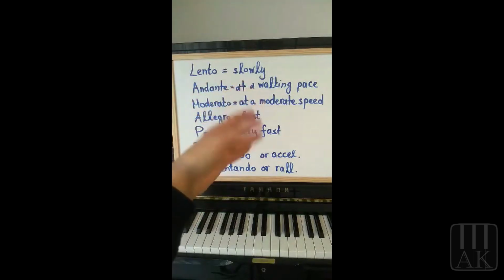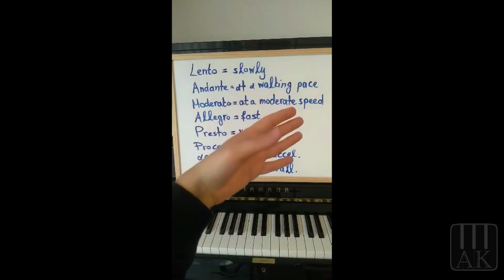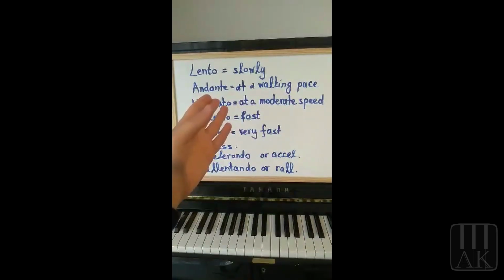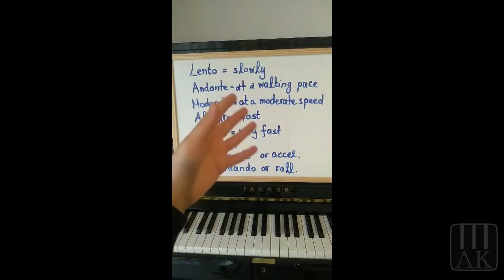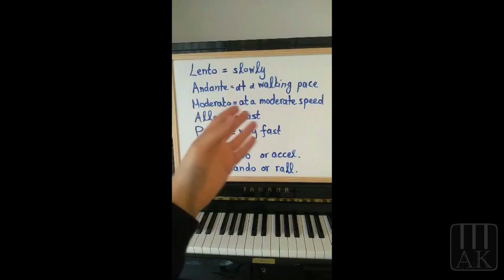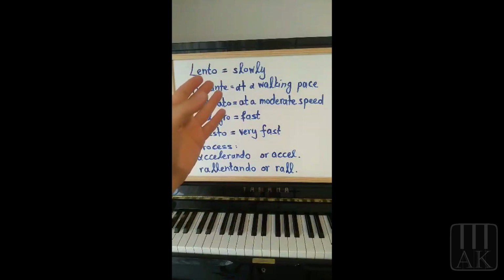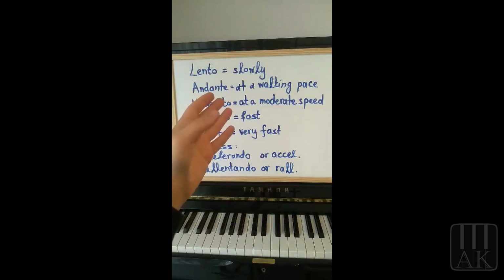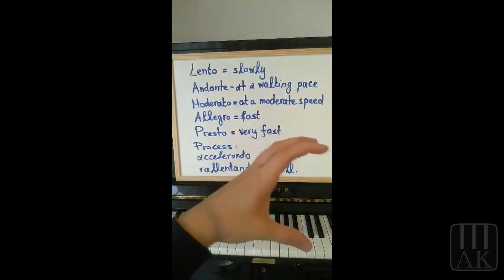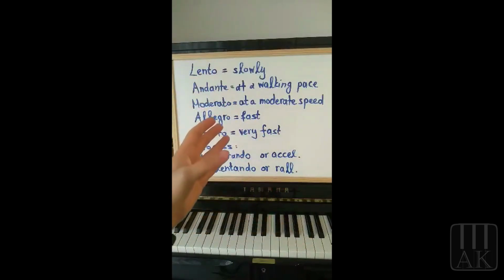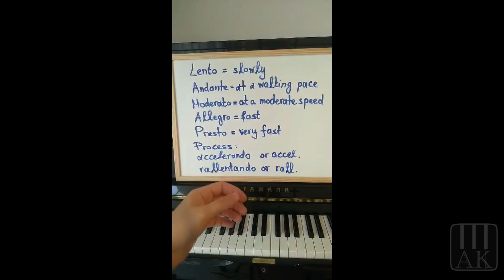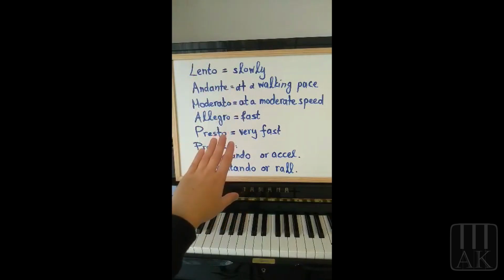Lento, slowly. Andante, at a walking pace, comes from the Italian word andare, which means to walk, to go. Moderato, at a moderate speed. Allegro, fast. Presto, very fast. So now I'm going to use again a sentence, because I need a bigger time duration so that the speed is being shown very specifically for each tempo here that I chose. I'm going to use the sentence, who ate the chocolate cake? Starting from lento and reaching presto.